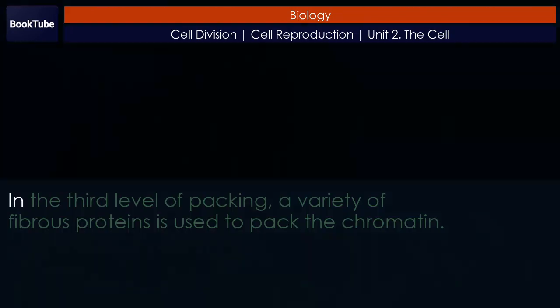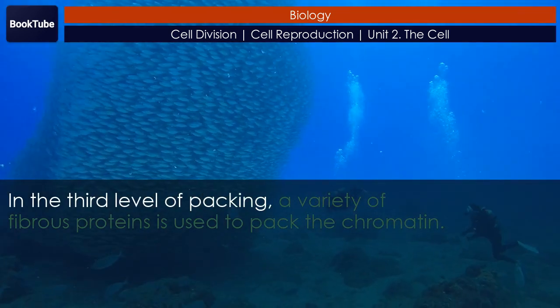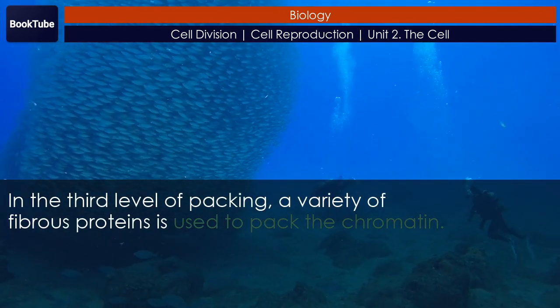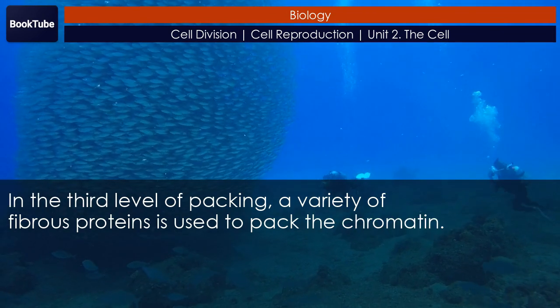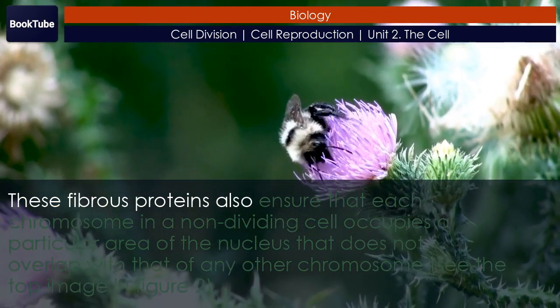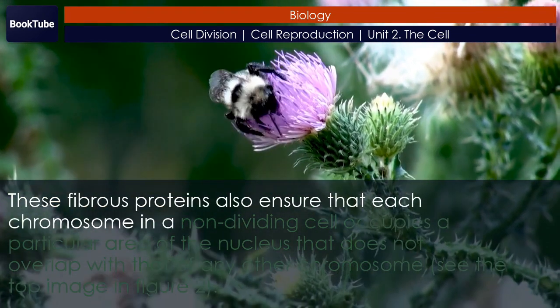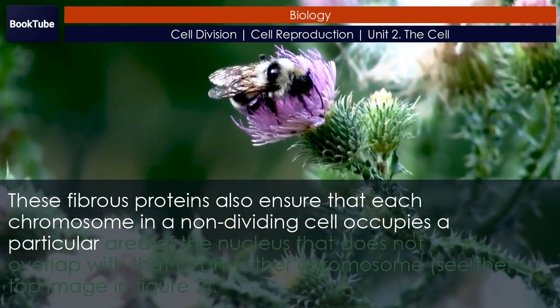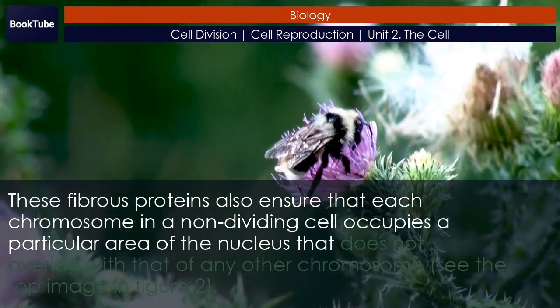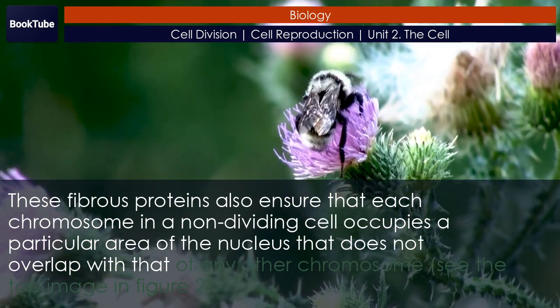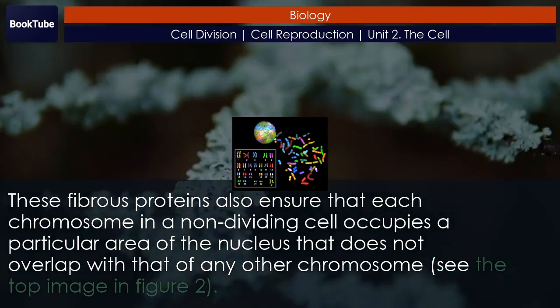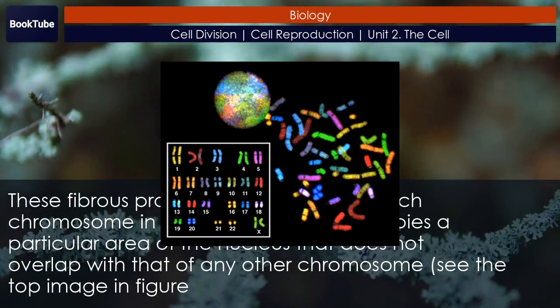In the third level of packing, a variety of fibrous proteins is used to pack the chromatin. These fibrous proteins also ensure that each chromosome in a non-dividing cell occupies a particular area of the nucleus that does not overlap with that of any other chromosome. See the top image in Figure 2.